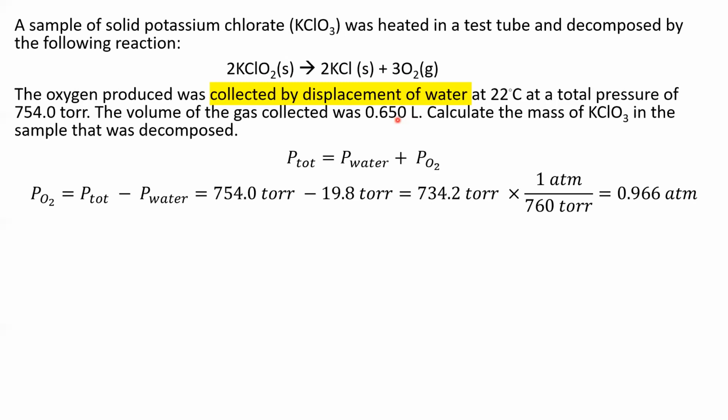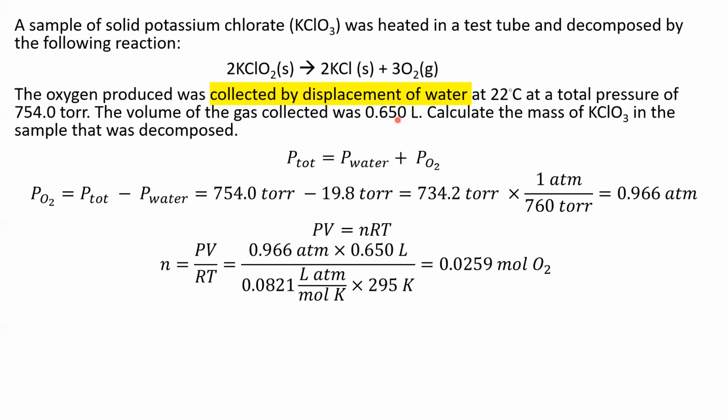So take PV = nRT, isolate n so you can figure out how many moles of oxygen gas there are. Plug in the numbers for the temperature and the volume and the pressure. Figure out the moles of oxygen gas, and then figure out the moles and then the grams of potassium chlorate. Okay, so using the ideal gas law, I'm getting 0.0259 moles of oxygen gas.